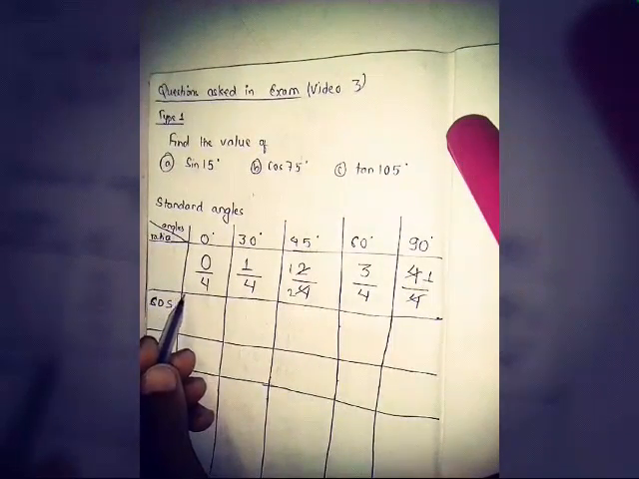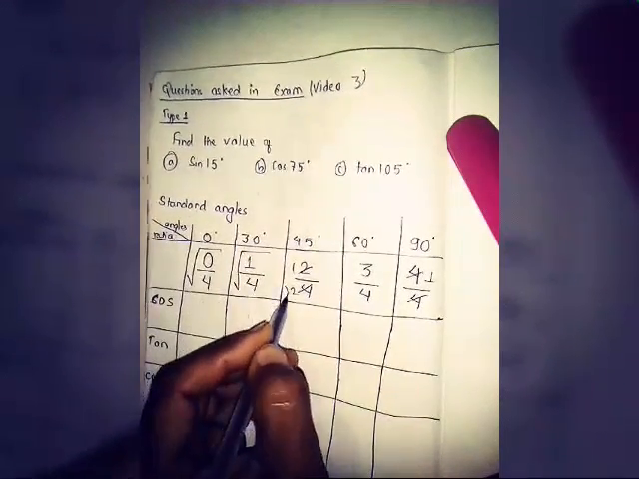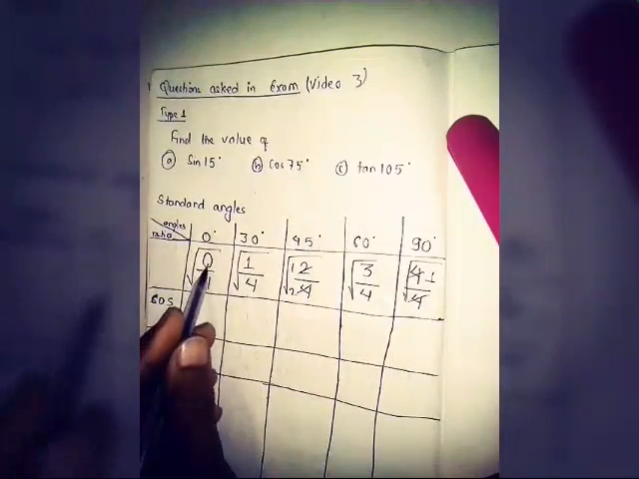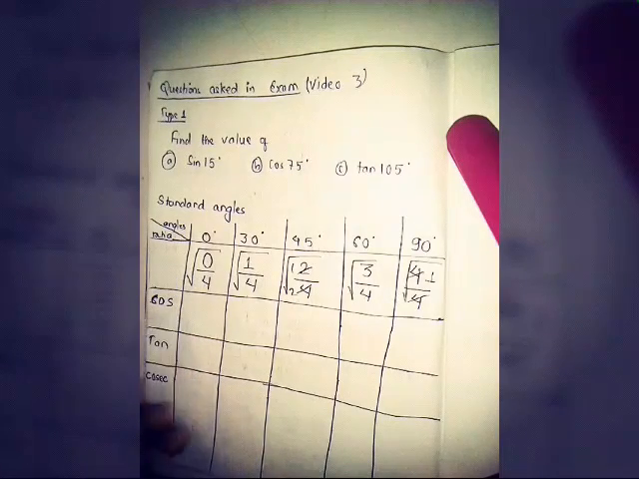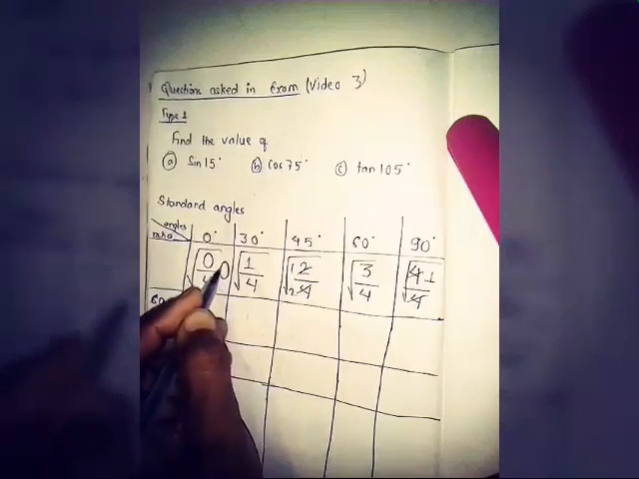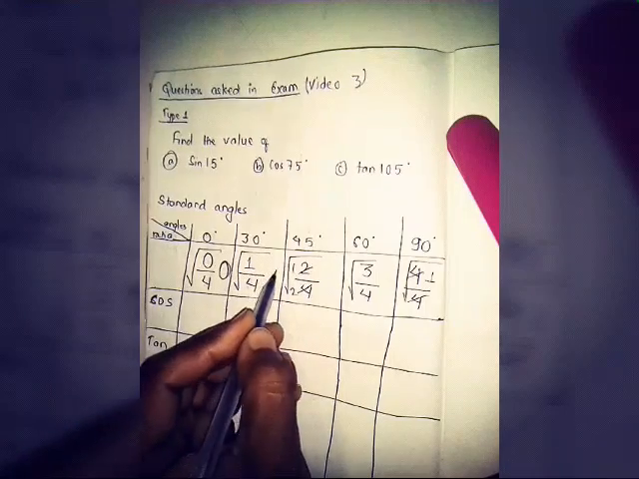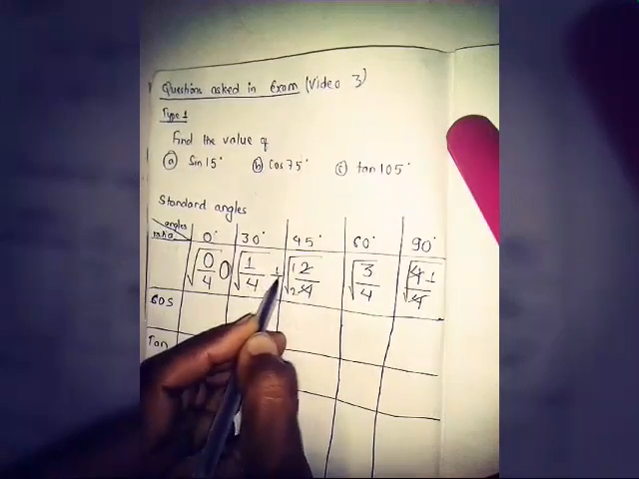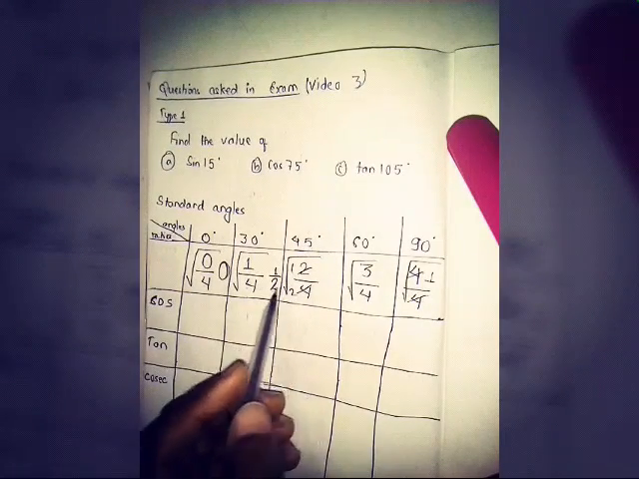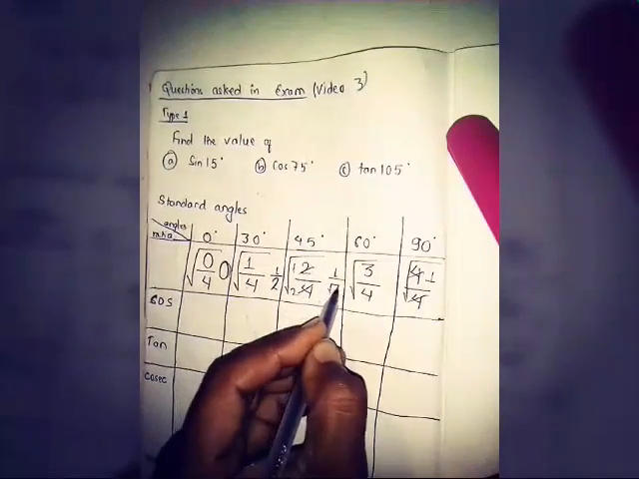Now we take the square root. If we take the square root, what will be the value? 0 by something is 0, so finally we have the value 0. Similarly, 1 by 4: 1 comes out, that will be simply 1 divided by 2. Similarly, now 1 by 2, so this will be root 2.